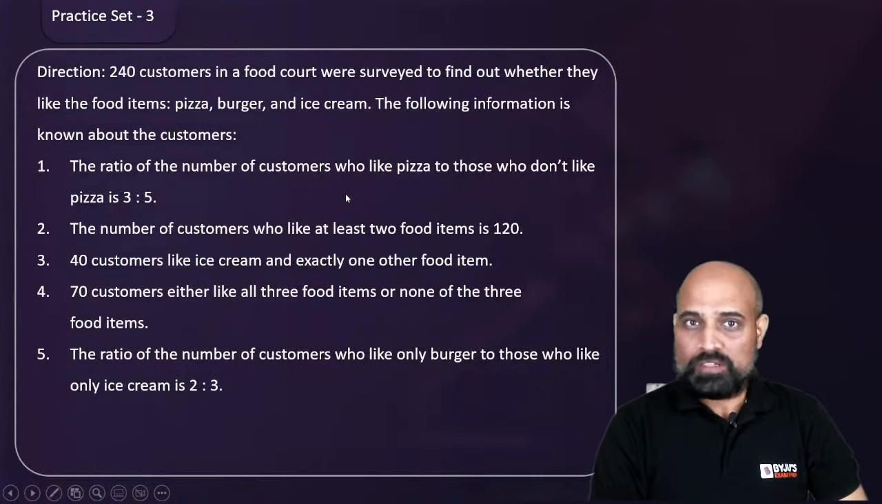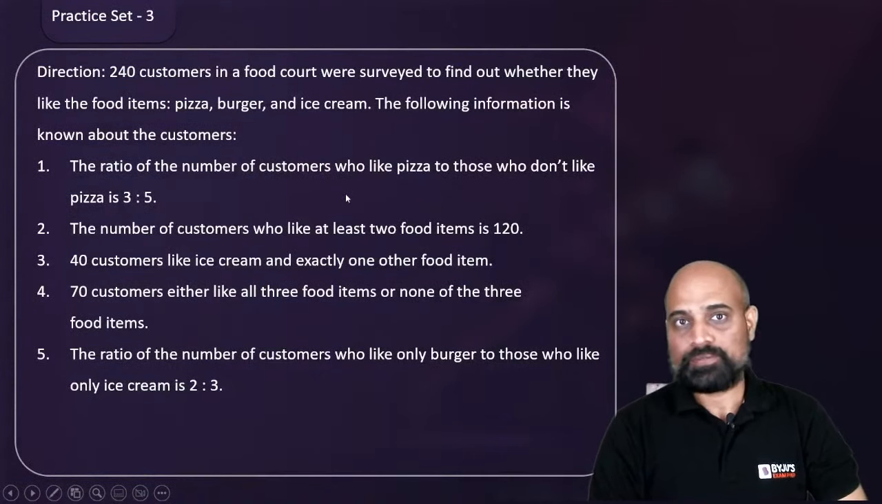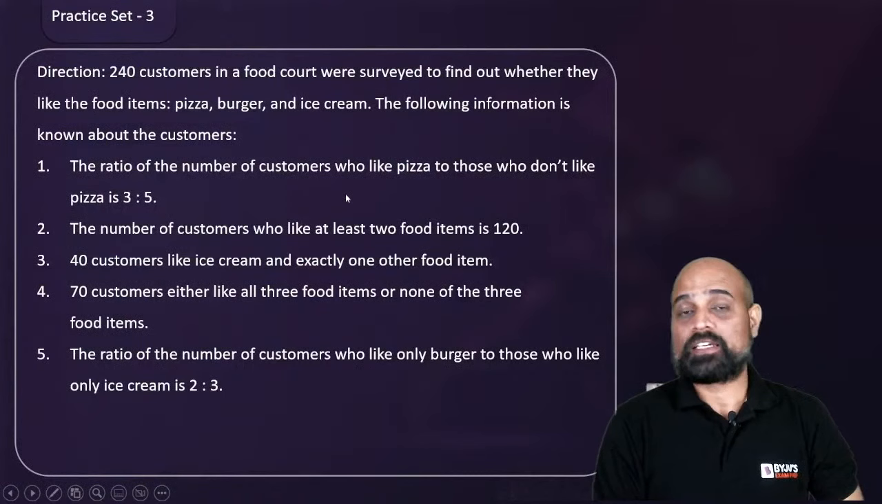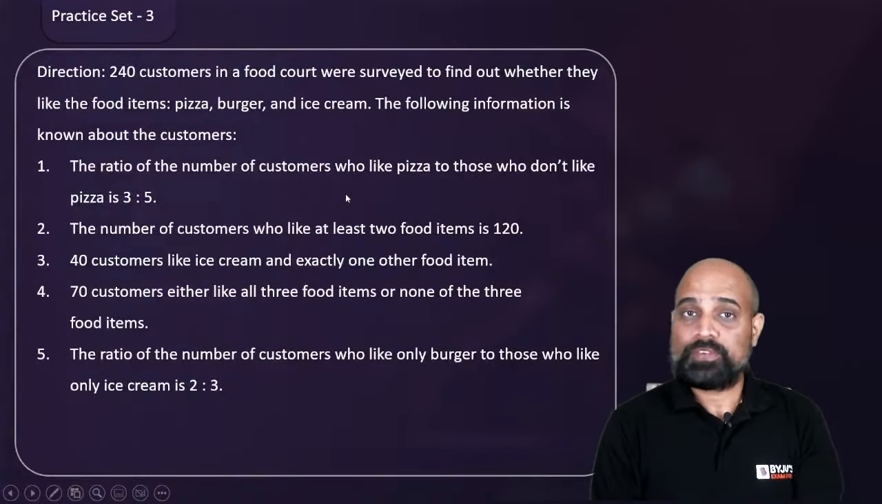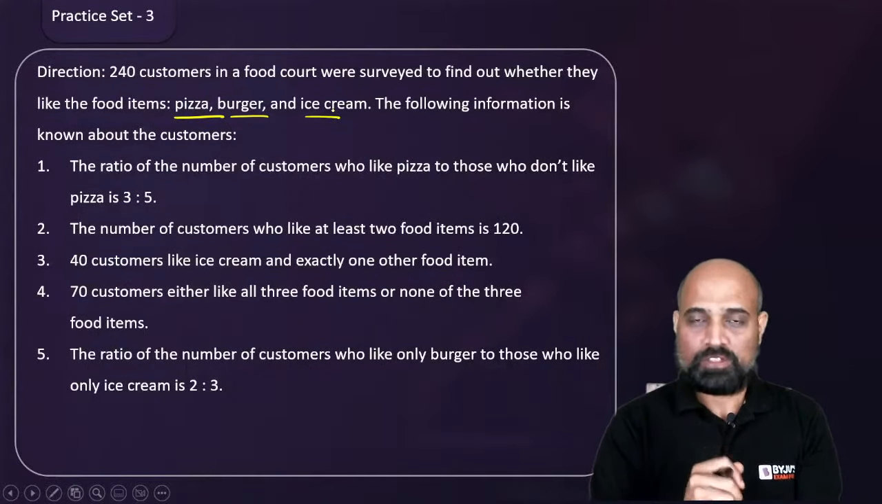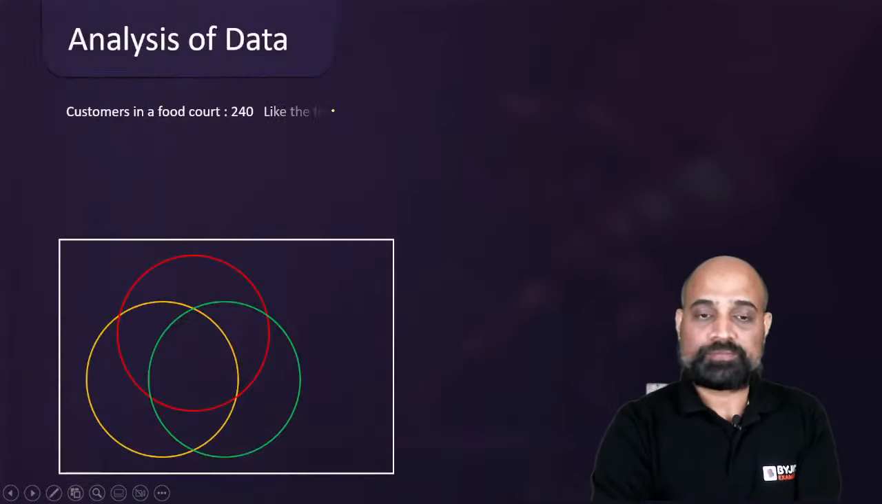So if you can relate, this is set theory. So what do we do in questions like set theory? A lot of information is given, right? So it will be beneficial if we actually draw the Venn diagram. तो पहला step होगा क्या? Venn diagram बनाना चाहिए. How many set Venn diagram is this about? 3 set, right? Pizza, burger, ice cream, 3 चीजें. So let's draw a Venn diagram.